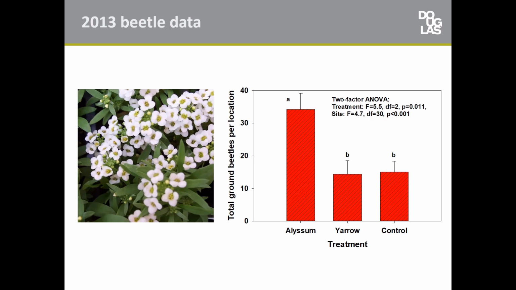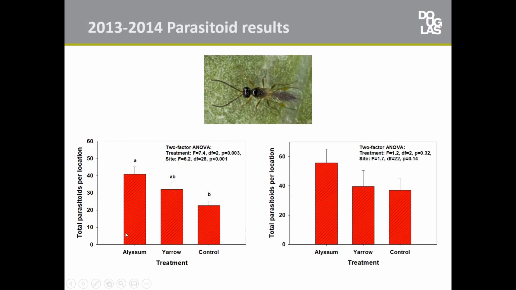And here's some of the data. There's quite a bit of data that I'm not going to show you, but here's some good data from 2013 where we showed that sweet alyssum had a much higher number of ground beetles at locations where it was planted than at locations where yarrow was planted or where nothing was planted at all. So this suggests that alyssum is good at attracting these insects. We saw similar work in 2013 and 14 where alyssum apparently attracted parasitoid insects as well into garden plots. So this is the good news.